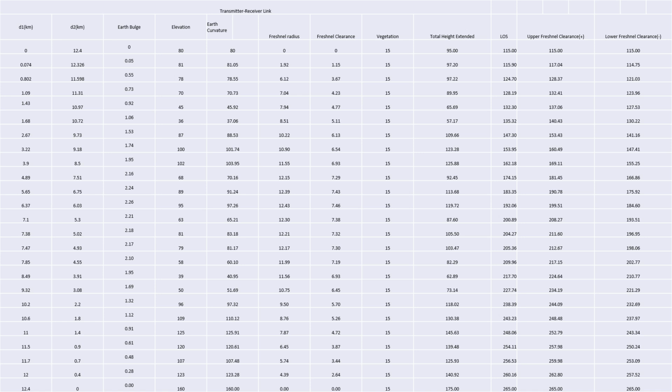We also have what's known as the upper and lower Fresnel clearance. This refers to the space above and below the signal path within the Fresnel zone. It's important that both remain free of obstacles to minimize interference and signal loss. This ensures our signal is transmitted efficiently with minimal reflection or diffraction.